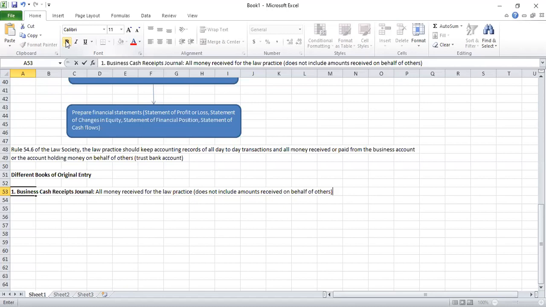So that's the business cash receipts journal. It records the money that it receives, the money that belongs to the law practice, right? Examples include amounts recorded in the business cash receipts journal.